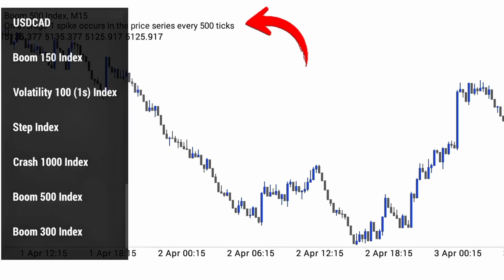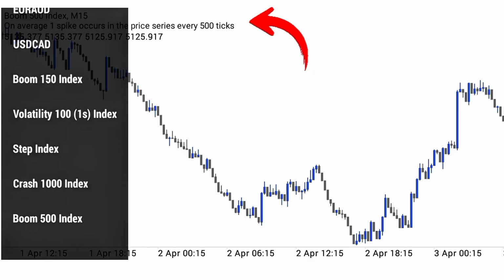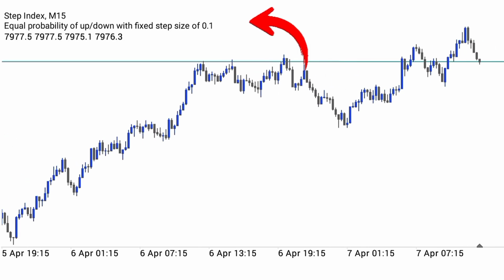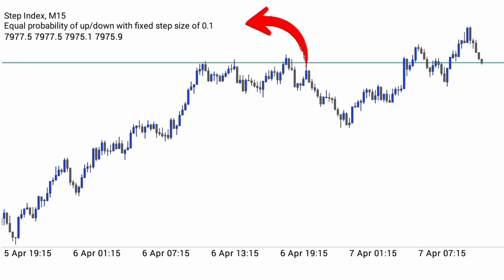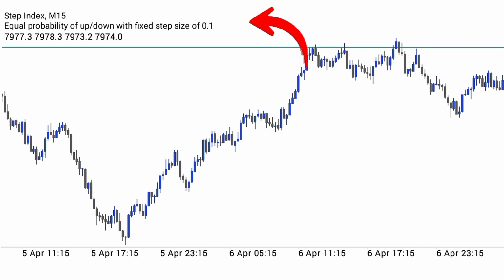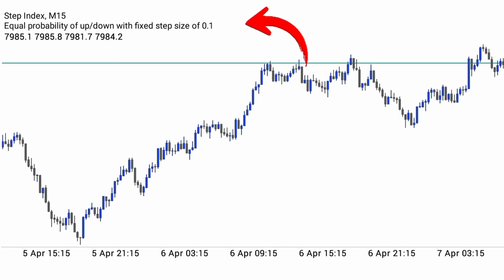Now this is very different from other assets. Like if you go on Step Index, you will see their own description. They are warning you, telling you how it works, before you start trading it. So here we have Step Index 15 minutes, and what did they tell you? They said equal probability of up and down with a fixed step size of 0.1. That is, it has an equal probability of going up and down in a fixed step price.